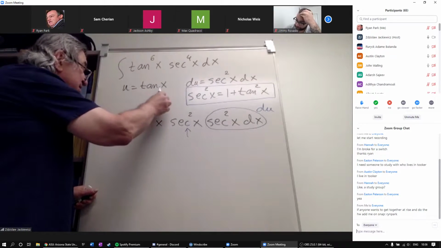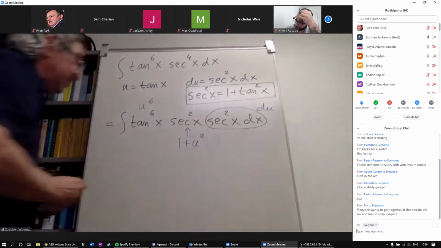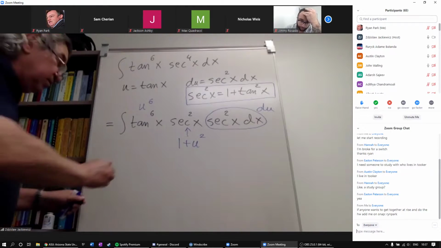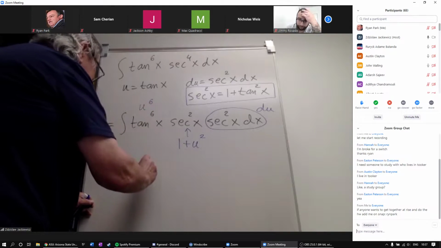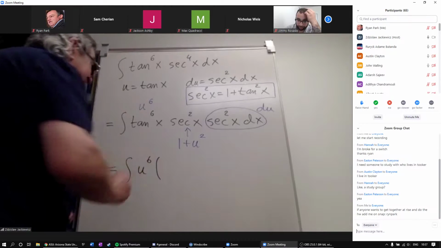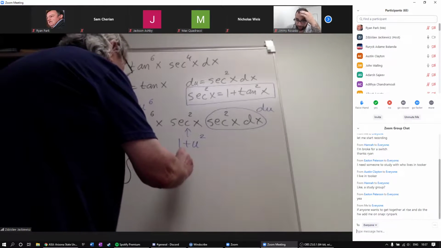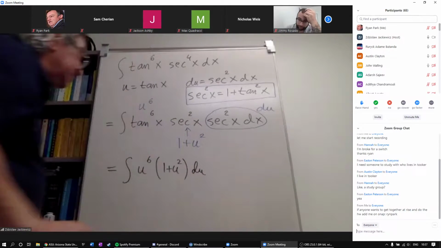And tangent is u, so this is 1 plus u squared. So secant squared x is 1 plus u squared. So substituting everything, you will see that we are getting the integral of u to the power 6 times 1 plus u squared du.